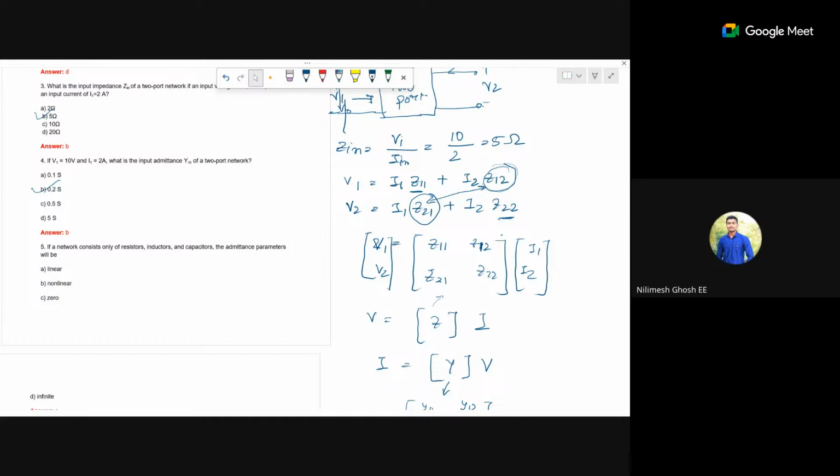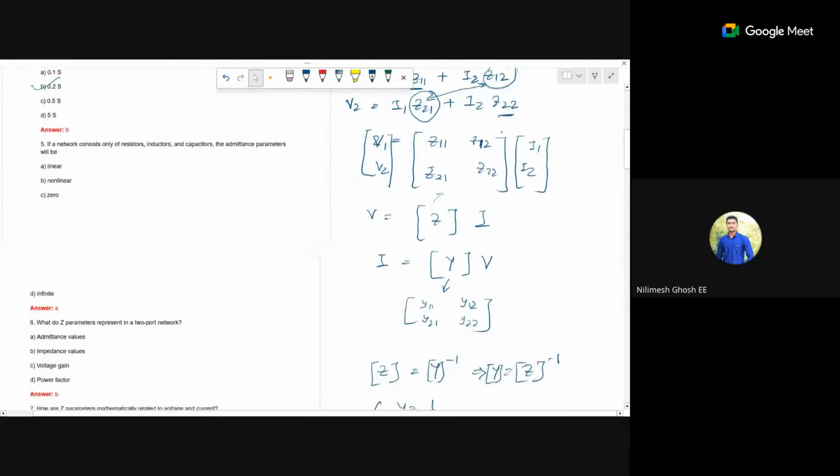Okay, this is a theory question. A network with only resistor, inductor, and capacitor: what will the admittance parameter be? Linear. A circuit with only resistor, capacitor, and inductor has passive elements. These lumped elements cannot cause non-linearity.